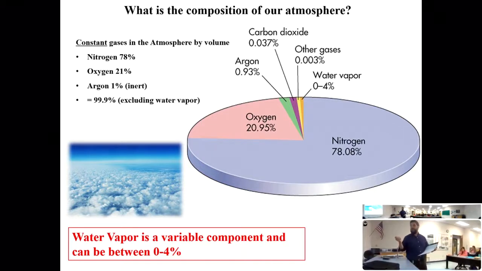Overwhelmingly, those are nitrogen and oxygen. You probably don't even think about nitrogen that much. Probably you think about oxygen once in a while. You need oxygen, but you don't really need the nitrogen too much. But the nitrogen is actually the predominant part of the atmosphere, right? So it's 78% nitrogen. Oxygen is about 21%.